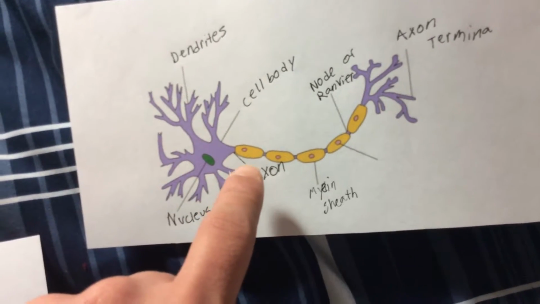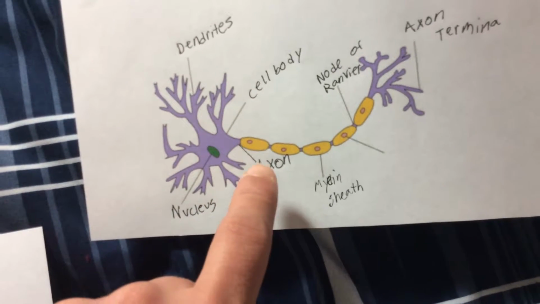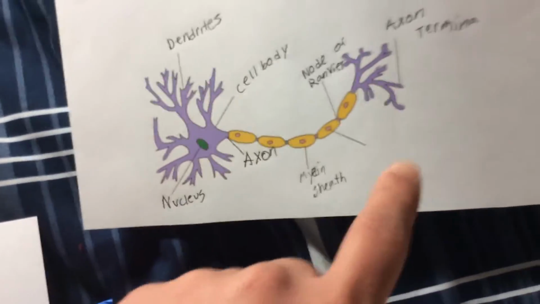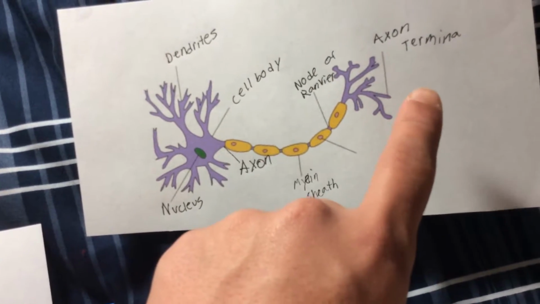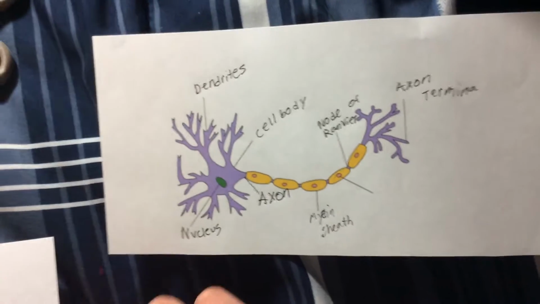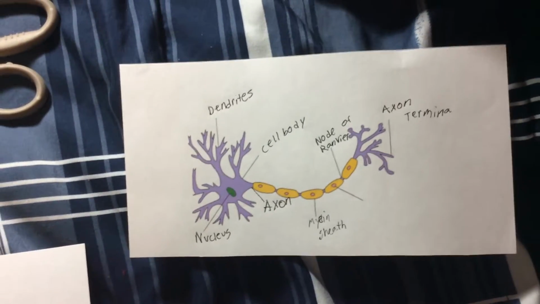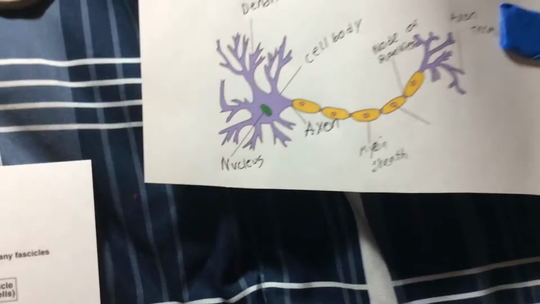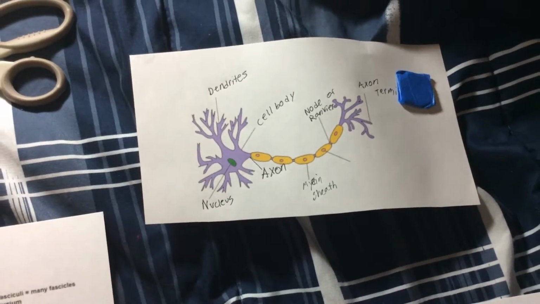As we move down, we got the axon, which connects the myelin sheath together. Over here, we got the axon terminal. For muscle contraction to happen, you have to have an action potential. For this video demonstration, that blue square is the action potential.